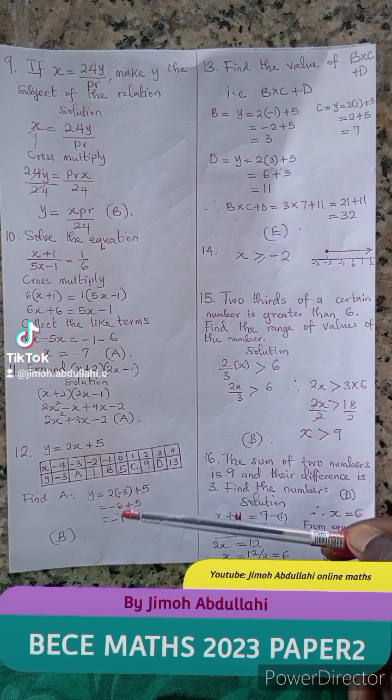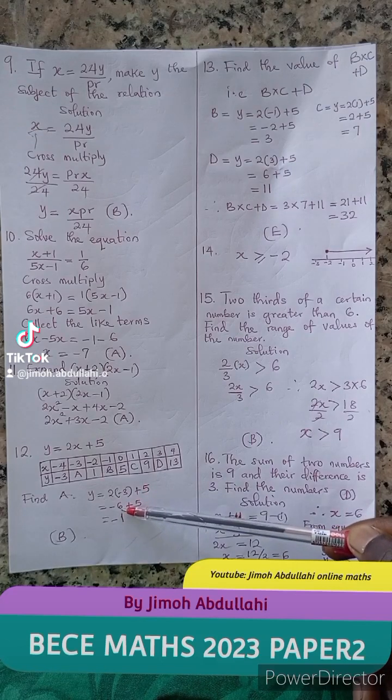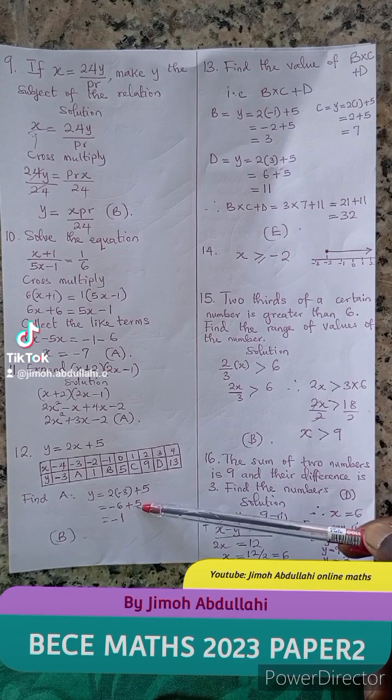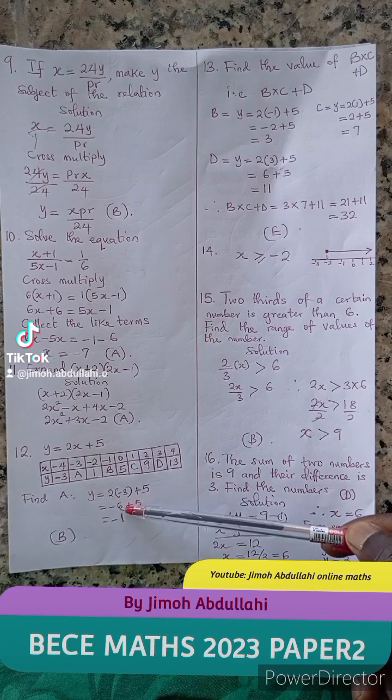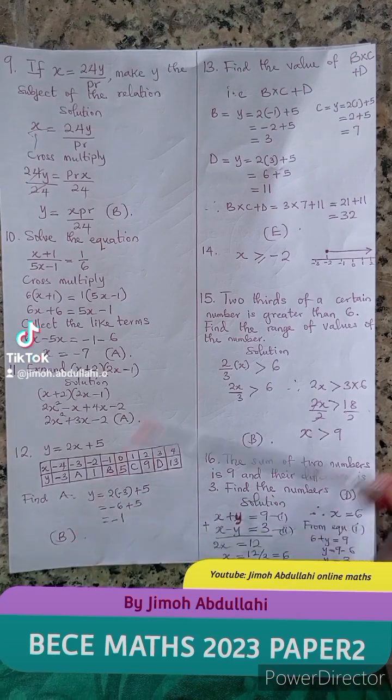So minus 3 times 2 will give us minus 6 and plus 5. So when you take away, somebody is owing you 6 naira and you have 5 naira. If you settle 5 naira from the 6 naira, you have 1 naira left. So the correct option for that answer is B.